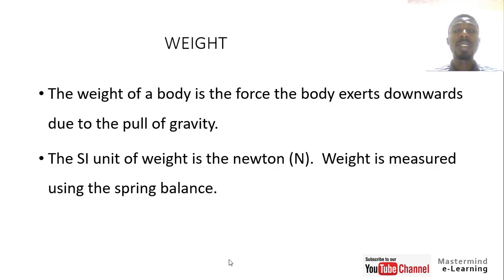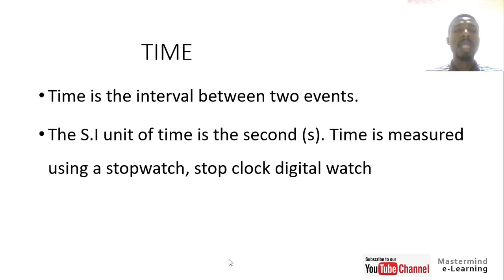The weight of a body is the force the body exerts downwards due to the pull of gravity. The SI unit of weight is the Newton. The weight is measured using the spring balance, and so weight and mass are not the same. Time is the interval between two events.